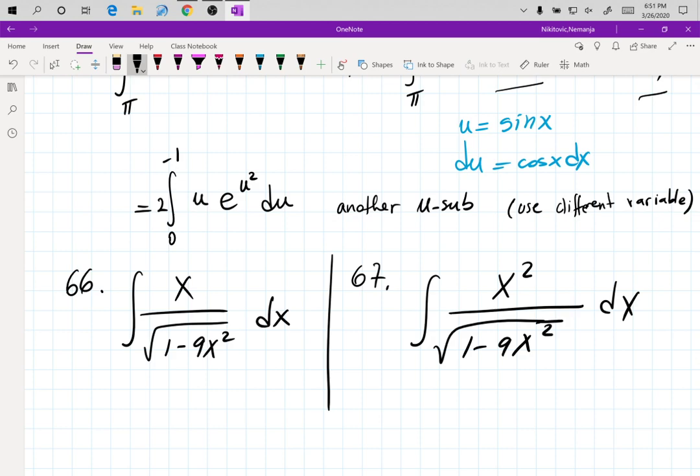Yes, nice. U sub for 66, trig sub for 67. Now, trig sub will also work for 66 as well. We started the day with this kind of discussion, right? So I'll write it in blood. U sub, but also trig sub, and the other one is trig sub. Cool.